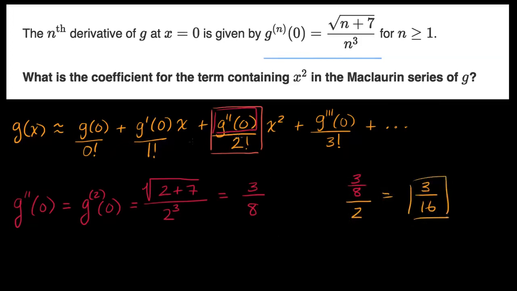They didn't want us to figure out a couple of terms of this, which we could call the Maclaurin polynomial, an nth degree Maclaurin polynomial. They didn't want us to keep going with this series. They just wanted to find one coefficient right here, the coefficient on the second degree term, which we just figured out is 3/16.